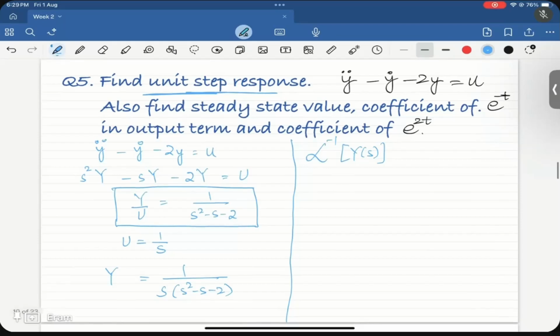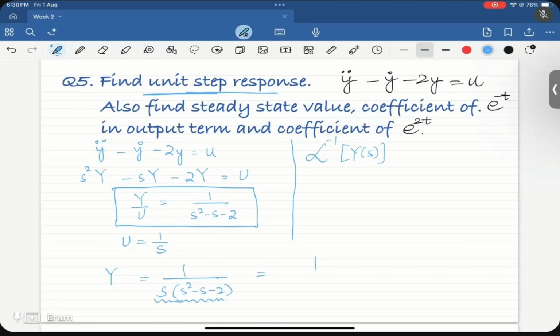Okay, let's solve it. So we have to find the inverse Laplace of this Y(s). So we can first write this as, what will be the poles of this Laplace transform?